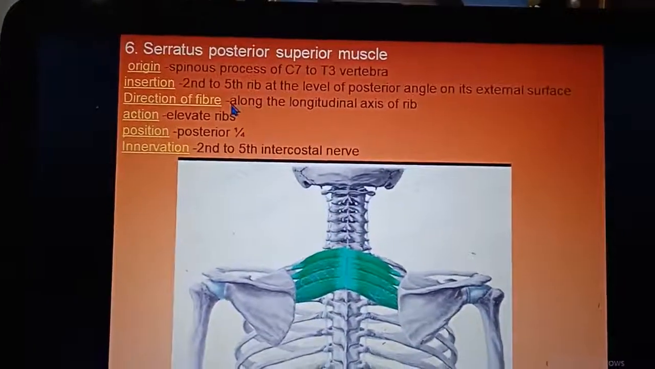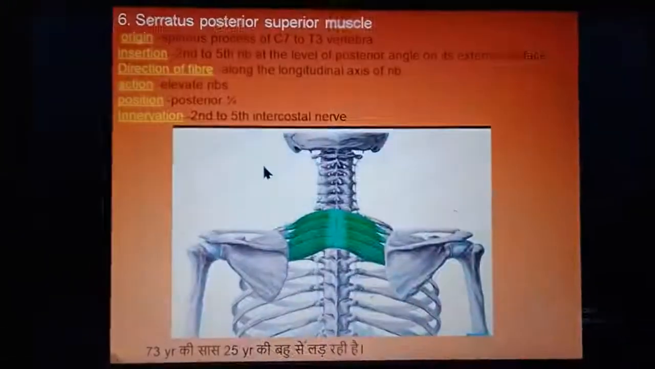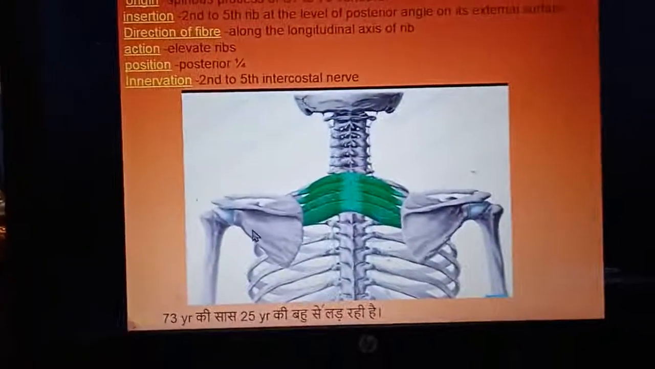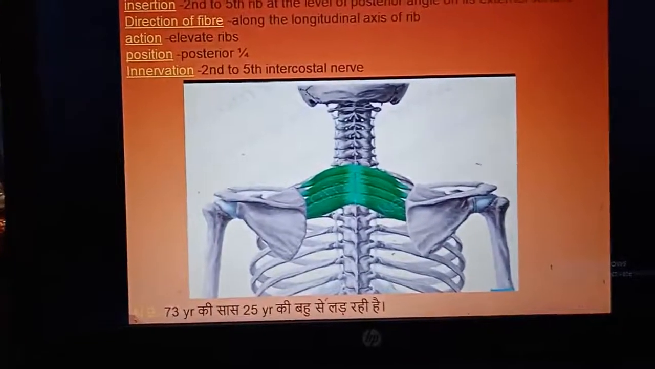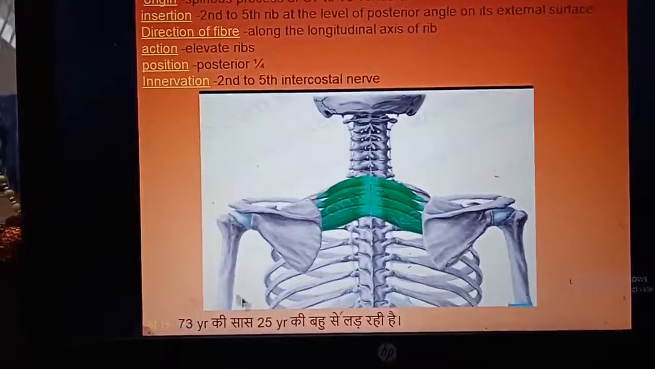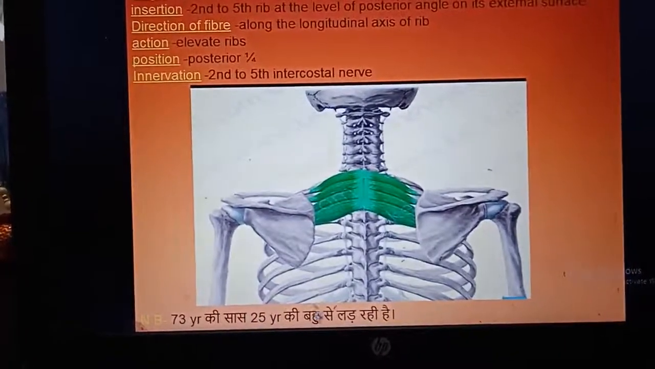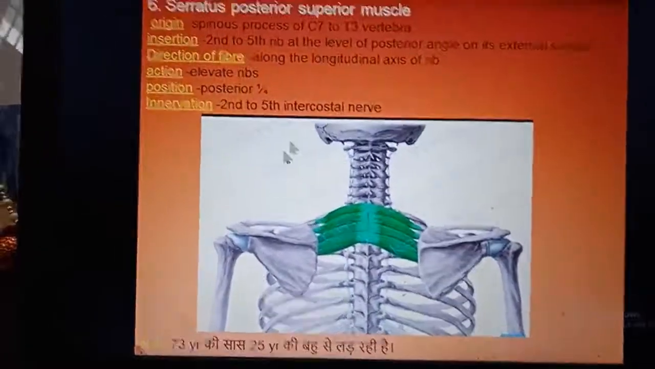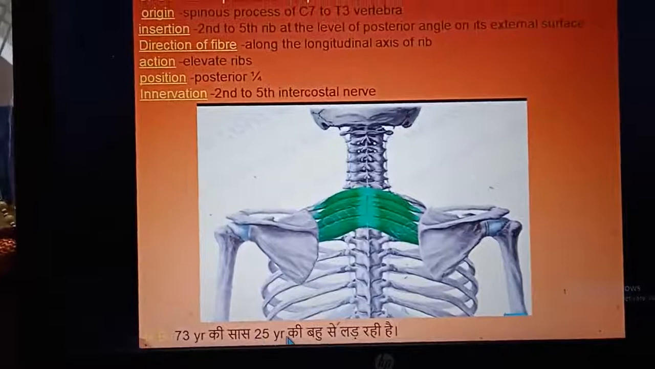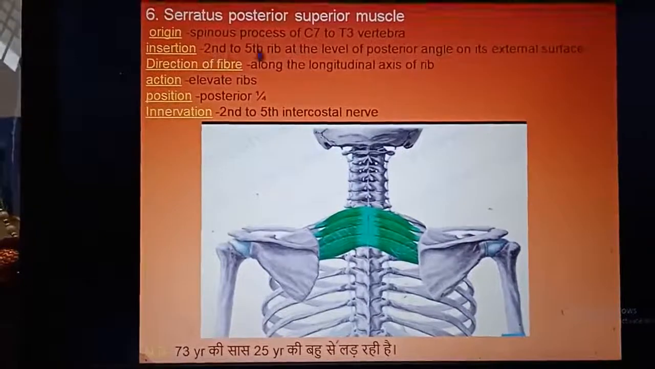So how can we memorize 73? This is the mnemonic to memorize that. 73-year-old mother-in-law is fighting with the daughter-in-law having 25 years. So 73, that is C7 to T3, and she is fighting with the 25-year-old, her daughter-in-law. So 2 to 5 here, 2 to 5 rib, second to fifth.